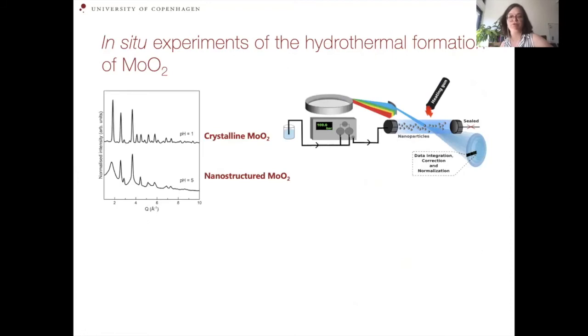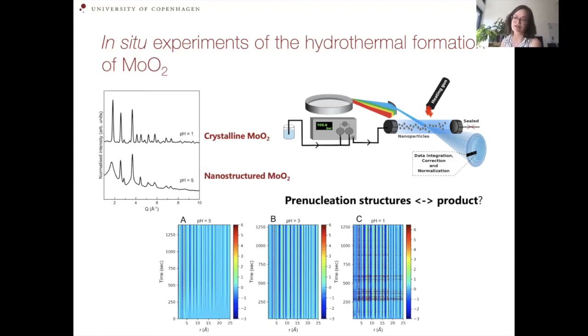The idea here is that we follow a hydrothermal or solvothermal synthesis as it goes. We have a little setup where we can synthesize nanoparticles in the beam. We can heat a capillary and pressurize it, and then follow the reaction as it goes. In this case, we're studying the formation of what we refer to as crystalline molybdenum oxide, so these larger nanoparticles, and then nanostructured molybdenum oxide, the small nanoparticles that we were looking at before. As we collect in situ total scattering data, we can get in situ PDFs and follow what's going on. And we can see that we get structural information from before we have crystalline order. This is just an overview of the data.